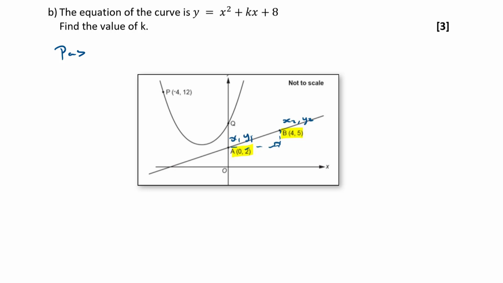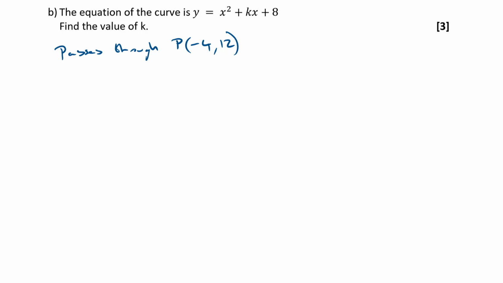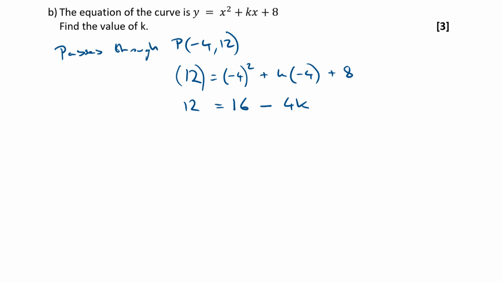So it passes through point P, which has coordinates -4, 12. So subbing that into the equation then. So y, 12, is equal to (-4) squared plus k lots of -4 plus 8. Okay, so now we just need to go and work out what that is. So 12 is equal to (-4) squared. -4 times -4 is positive 16. -4 times k is going to be -4k, and I'm going to have plus 8.